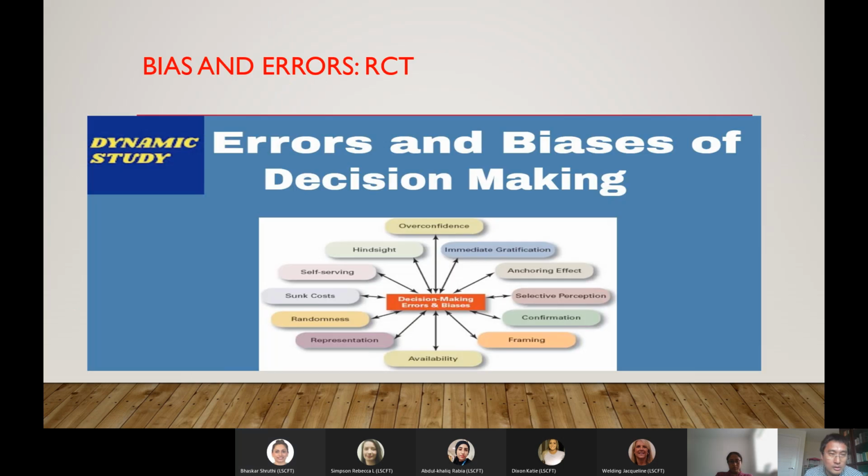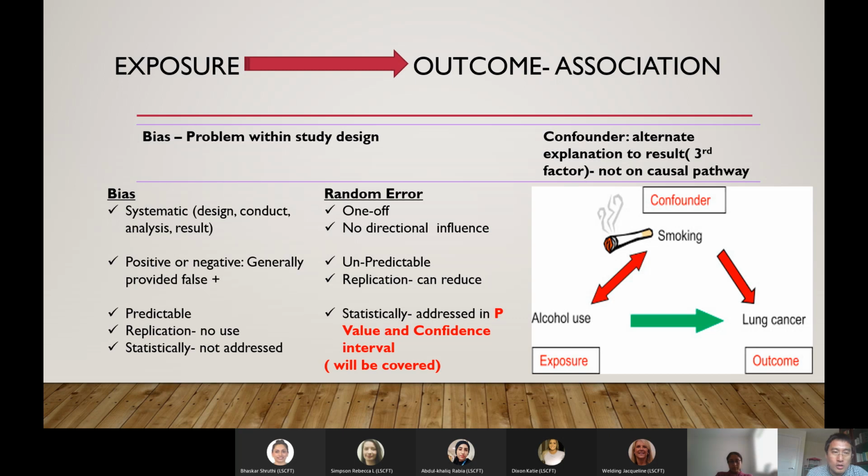Okay, so this way I've done it. Now, bias and error. We'll cover it in the next 15 minutes and we'll take a break after this. So these are the topics that we have already covered, most of the topics in the study. Bias means some problem in the study.